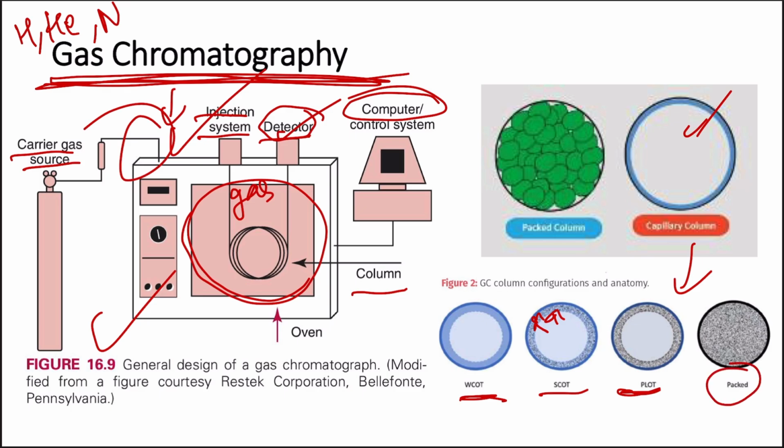And then this is the packed column chromatography, that is basically a column in which the entire lumen is packed with several particles, and these particles will have a coating of the stationary phase over them, or these particles can themselves act as the stationary phase and the support. So this is about the gas chromatography, and now let's move on to the different types of detectors which can be used in gas chromatography.